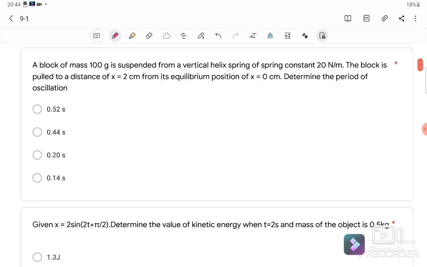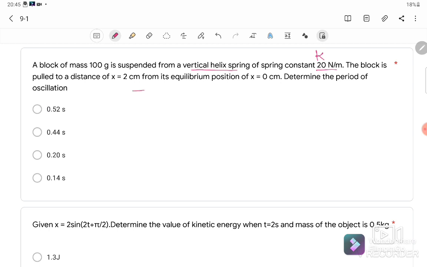Okay, question number 5. A block of mass 100 gram is suspended from a vertical helical spring, and the spring constant k is equal to 20 Newton per meter. The block is pulled a distance of 2 cm from the equilibrium position of x equals 0 cm. So determine the period of the oscillation.